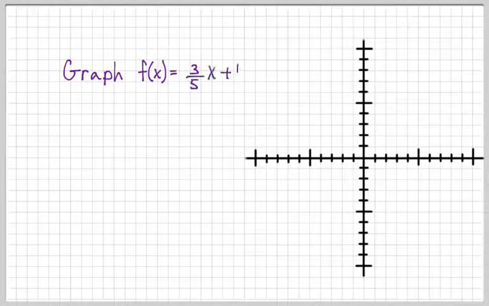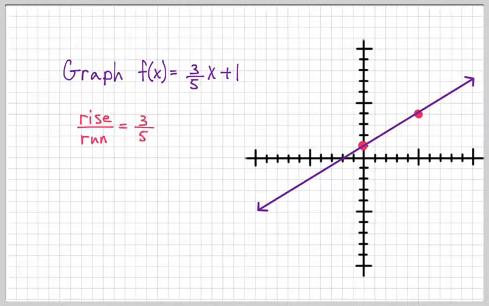Let's graph another line together. f of x equals 3/5 x plus 1. Now we've seen before that f of x takes the place of y, so this is still just our same old linear function. I have a y-intercept of 1 and a slope of 3/5. So I will plot my y-intercept of 1, and then I will use the slope to go up 3, right 5, and I'll put a dot right here, and now I can connect those two dots.